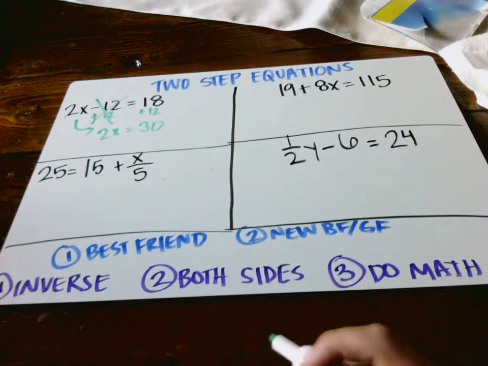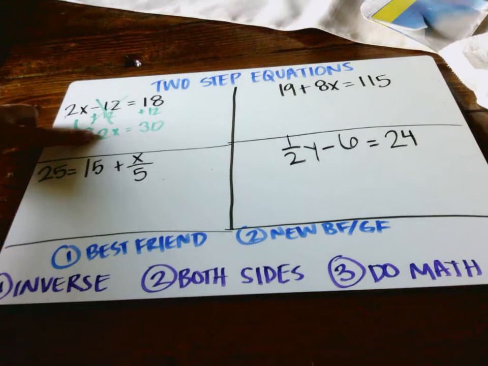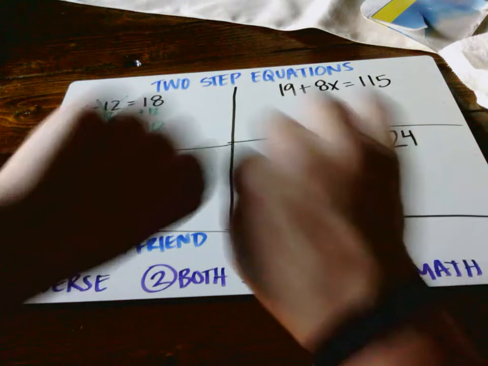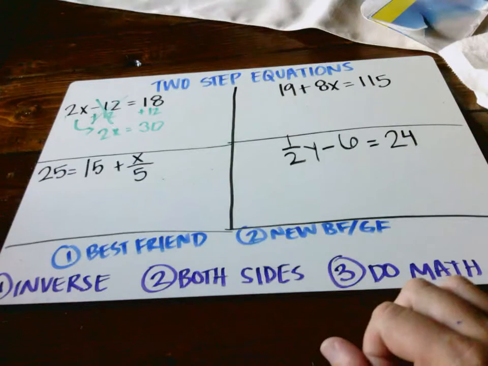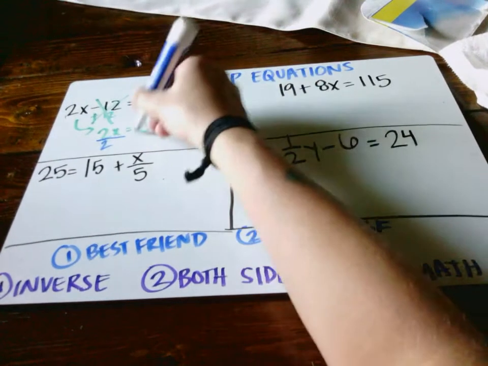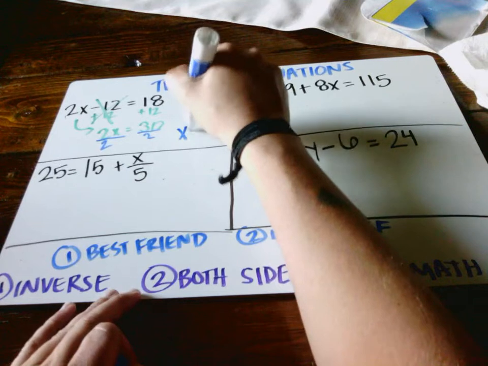Now, a lot of us want to stop here, but you're not done because your x is not completely alone. In order to get the x alone, we need to do the inverse operation. Well, 2 is currently being multiplied by x, which I know because they're right next to each other. So to do the inverse, I need to do division. So I divide both sides by 2. And 30 divided by 2 is 15.